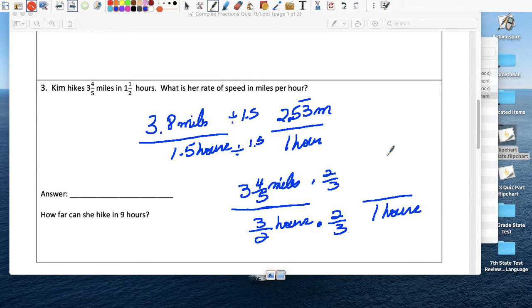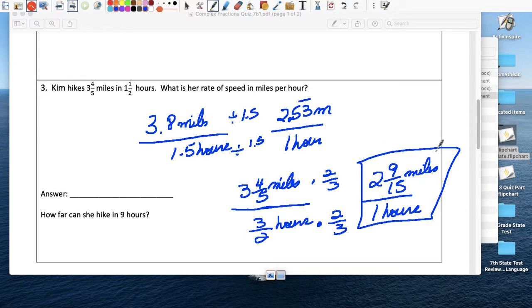2/3 equals, and then look what we get, 2 and 9/15 miles. So this is probably the prettier answer, right? And if you divide 9 by 15, you actually get 0.6. So it's a little bit different answer, right? I don't know why, unless I messed up somewhere. Well, let me just check, 3.8 divided by 1.5, 2.533.